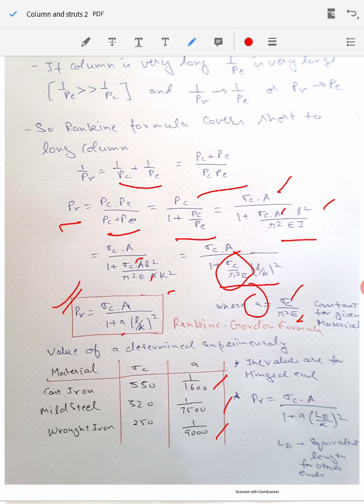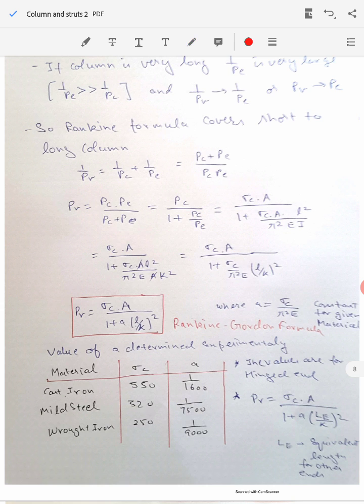Remember, this formula is valid only for the hinged end, but if you want to convert it for the other end conditions, instead of L we are going to substitute here LE, the equivalent length, and we know from the previous table what the values of equivalent length are for different end conditions in comparison to the hinged end. So we can substitute here L by 2 or L by root 2 or twice of L, and you can obtain the Rankine's load value for the different end conditions by using the same value of A for the material that is given here.